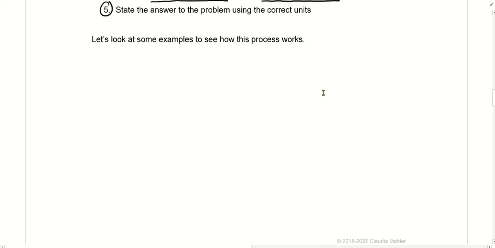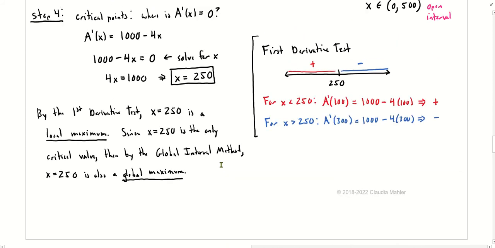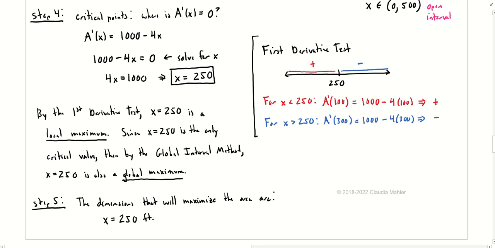So here in step 5, I'm just going to go ahead and state the values of x and y that would maximize the area. I'm going to say here the dimensions that will maximize the area. Well, I know x is 250. This is in terms of feet.